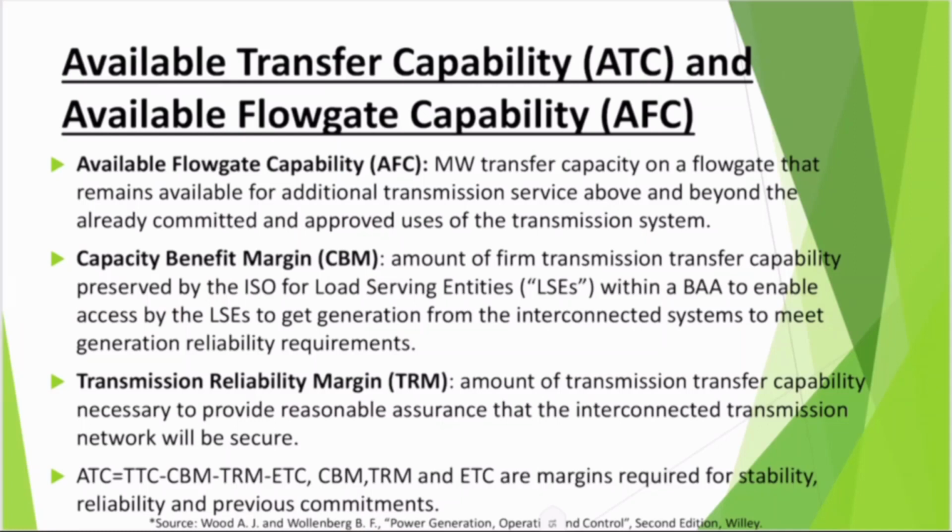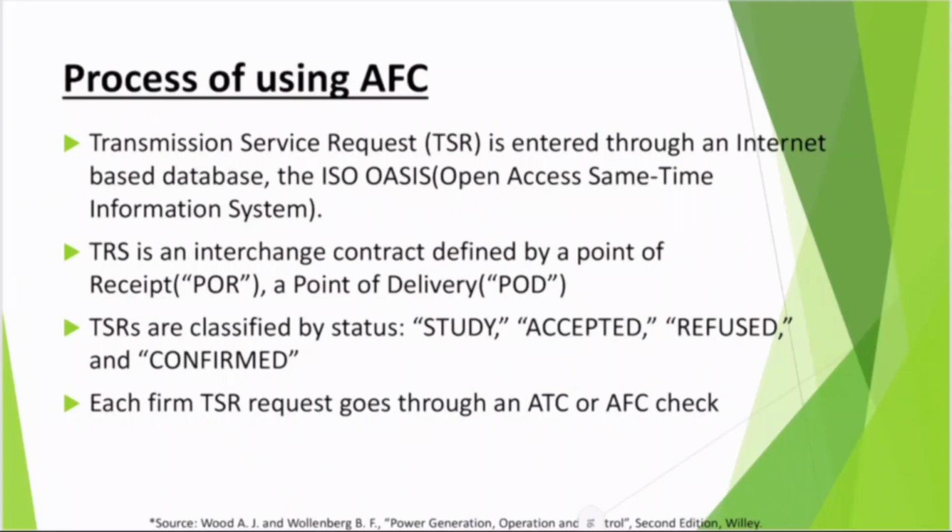So the line may have the capacity of 100 megawatt hour or 100 MVA, but in reality it could be 60 or 70 megawatt hour or MVA, depending upon the margins that you have settled for the smooth functioning of any network.